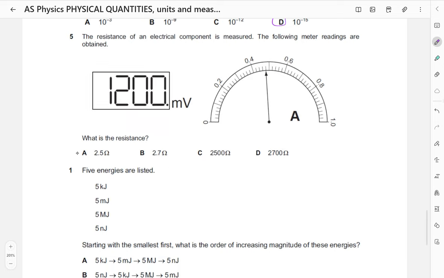So those are the meter readings. This is 1200 millivolts. So resistance is going to be V over I by Ohm's law. So 1200 times 10 power negative 3 to change it to volts. Divide by, so this is the ammeter giving values of current in amperes. So this is 0. The scale here is 0.01.